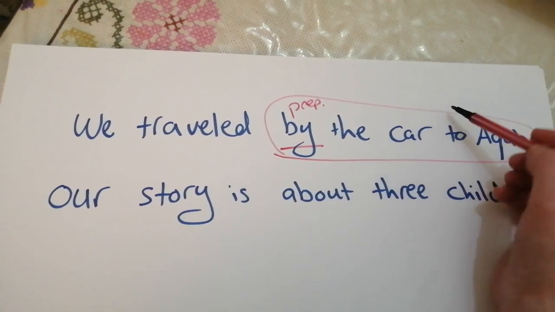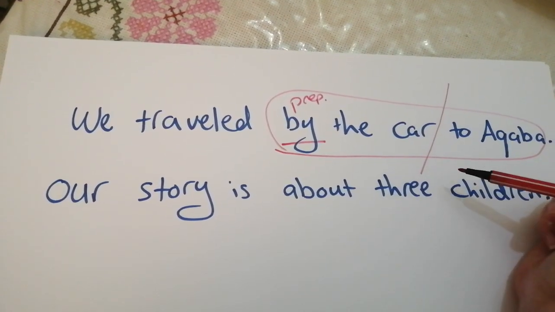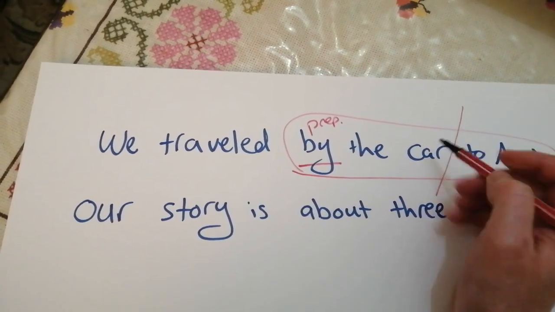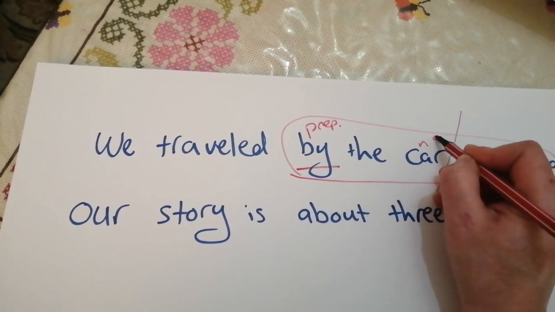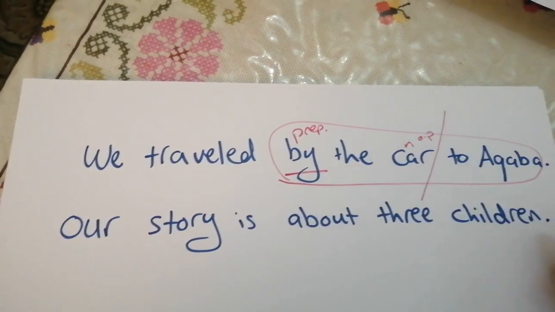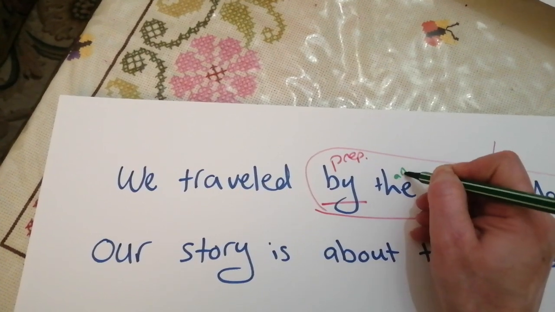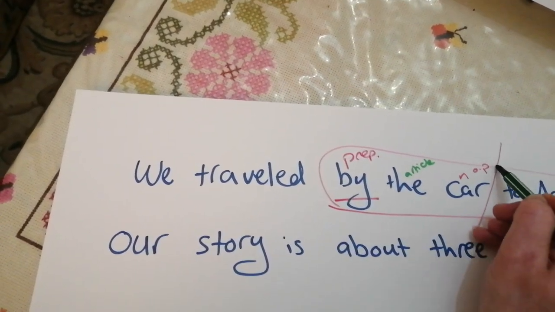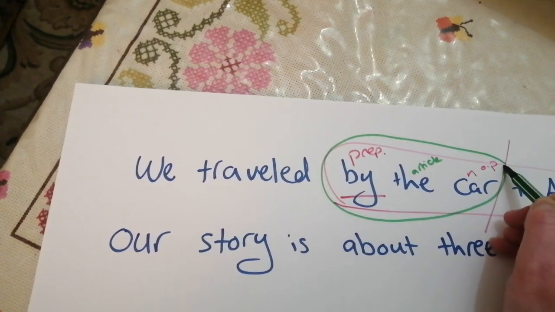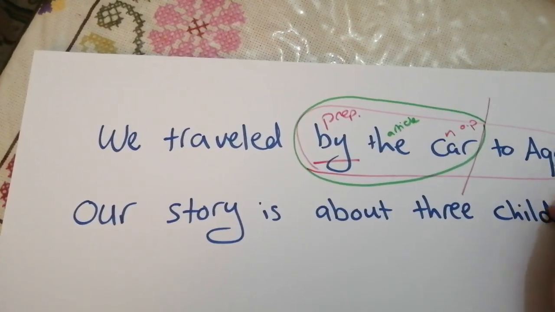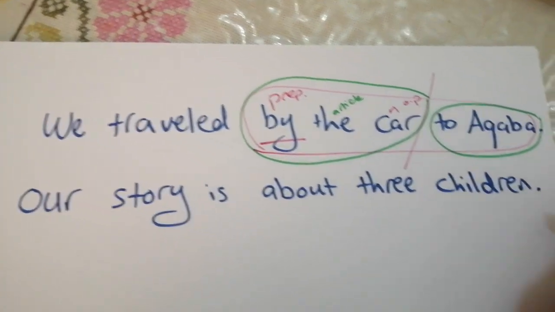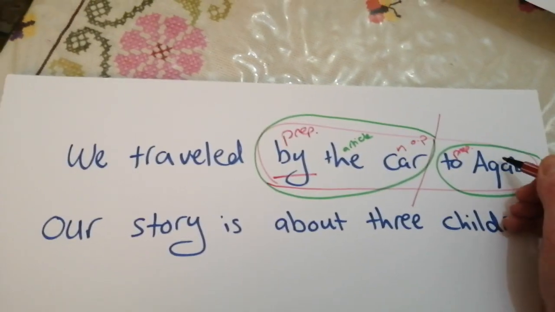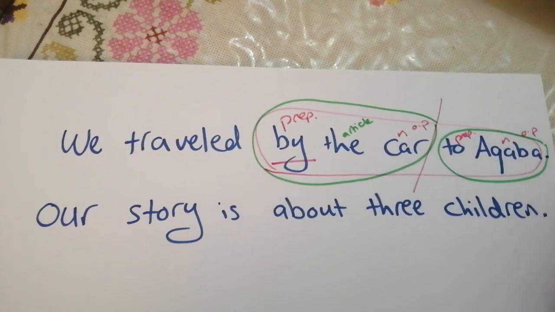Here we have two prepositional phrases. By the car, this is the first prepositional phrase. Car, it's the noun and it's the object of the preposition. The, it is an article. So this is the first prepositional phrase. And the second one, to Aqaba, this is another prepositional phrase. And here, to, it is the preposition. And Aqaba, it's a noun and it is the object of the preposition.